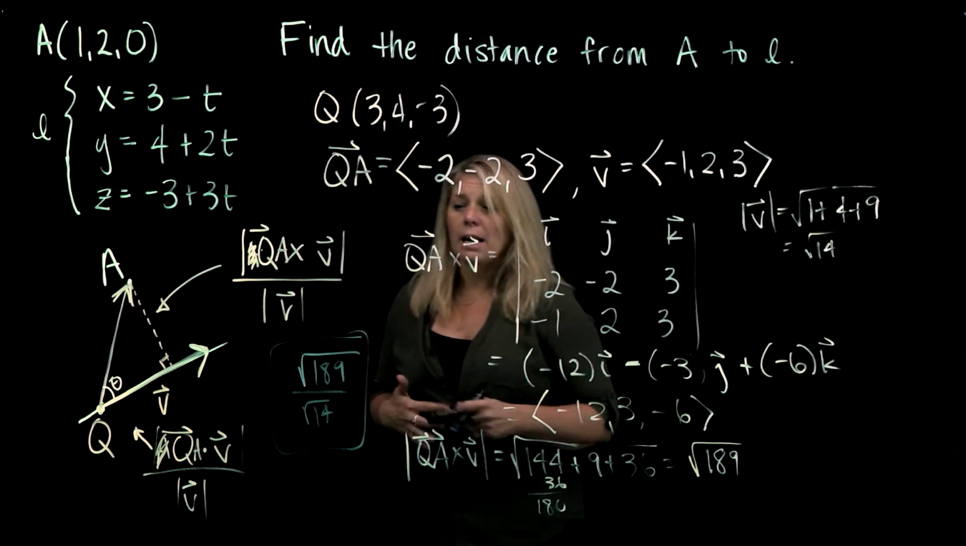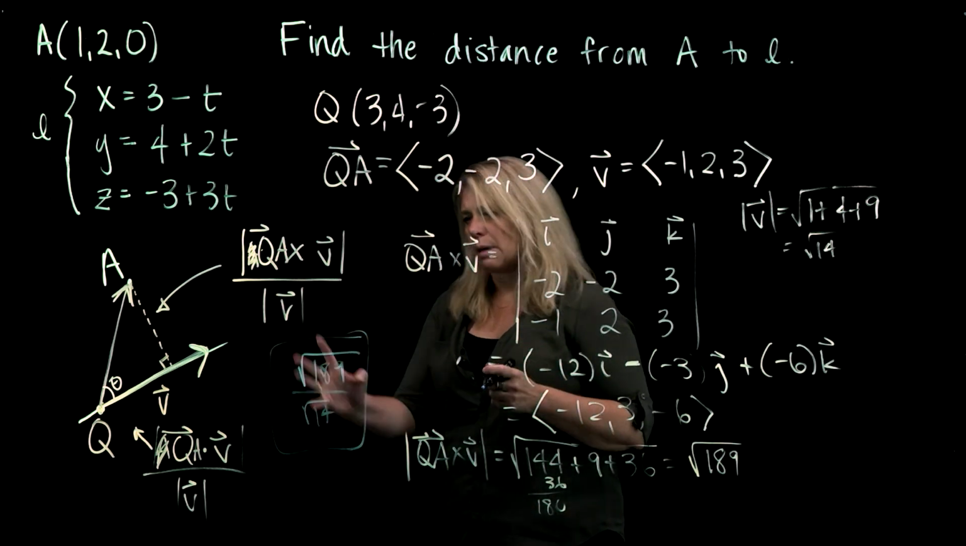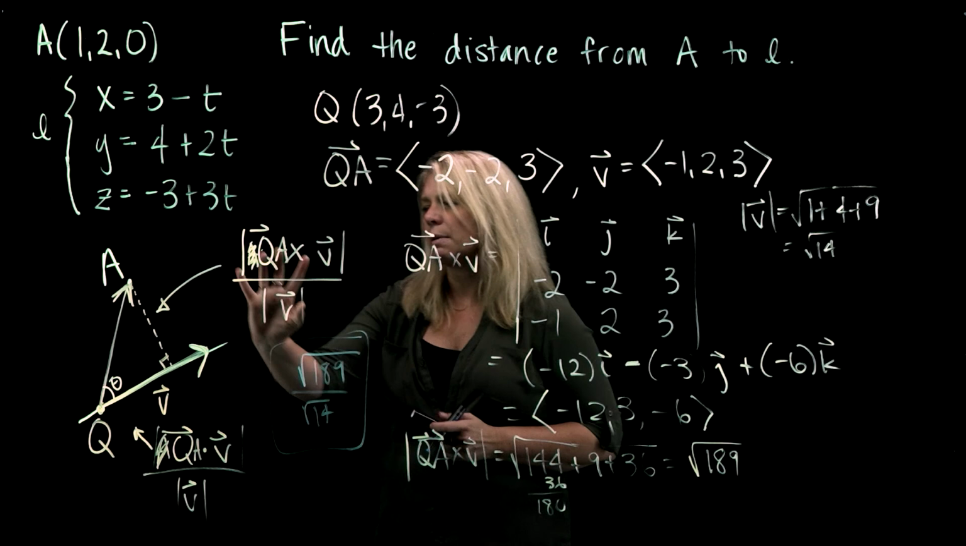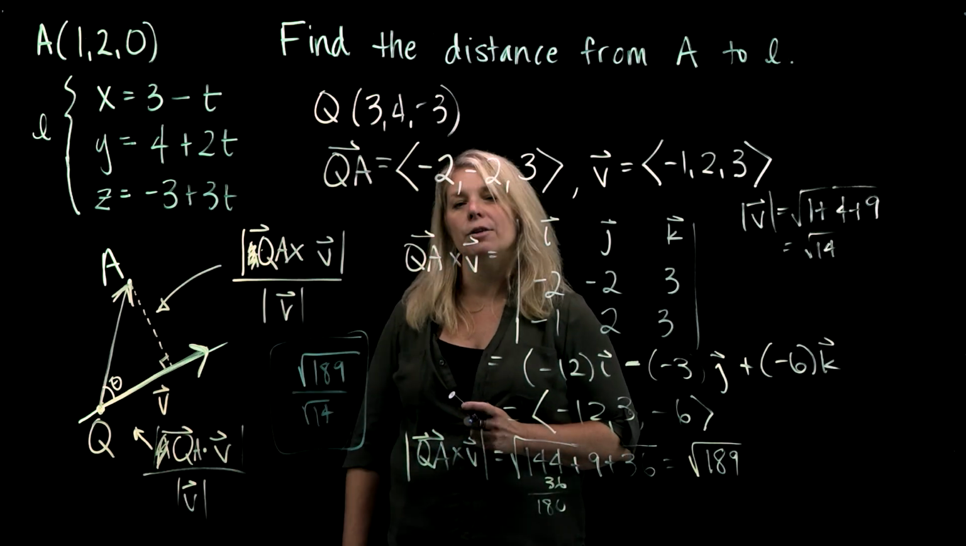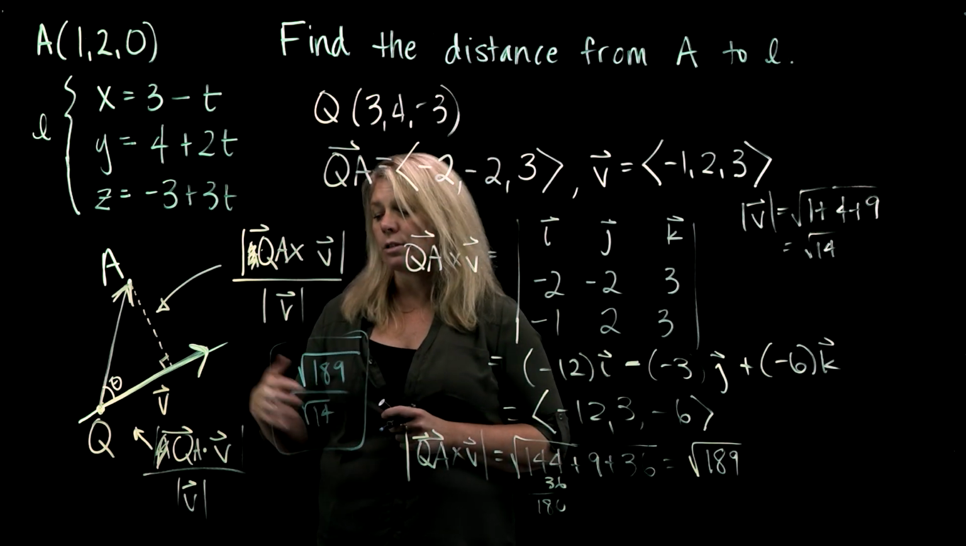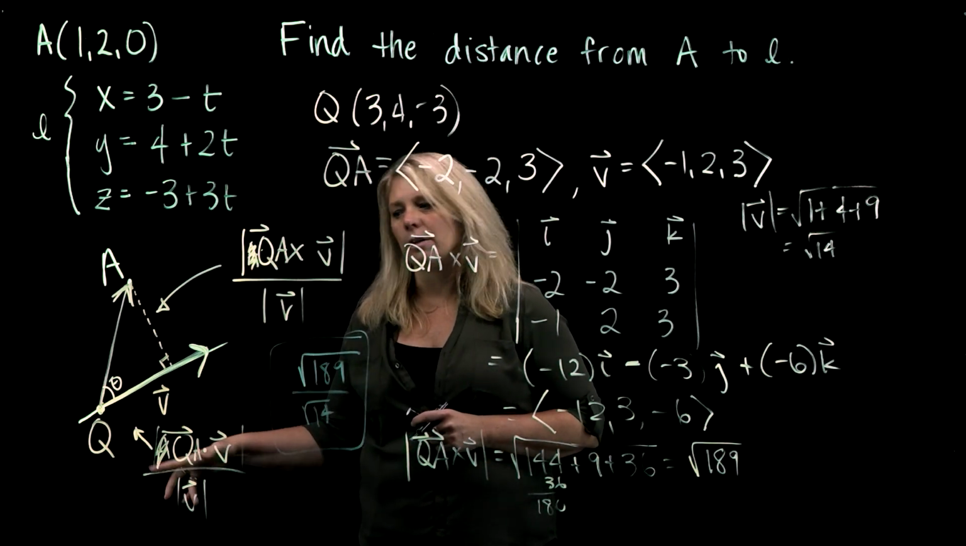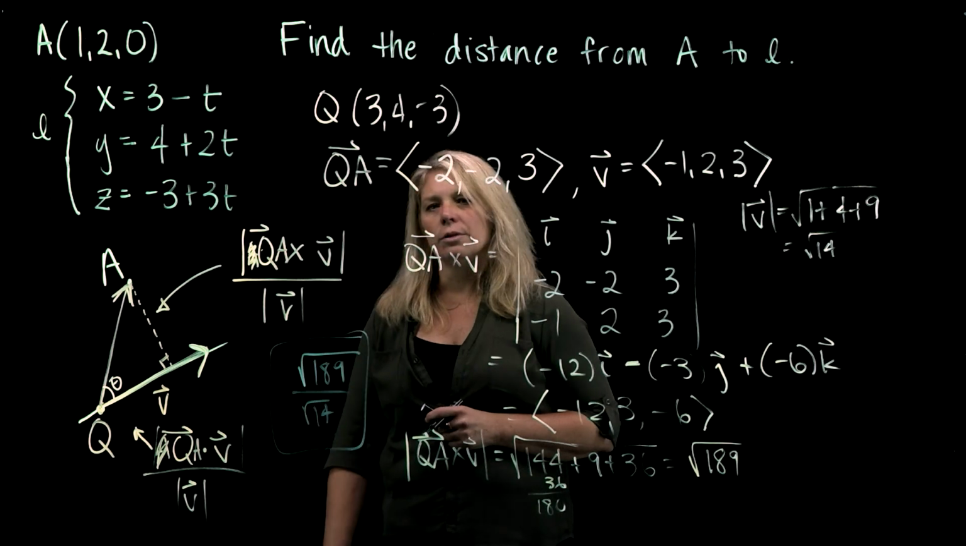All right, so again, the main idea here is partly to be able to calculate this distance, but really to be able to think about the picture and the opposite and adjacent sides of that right triangle and understanding how to use dot products and cross products to help you find those distances on those two sides of that triangle.